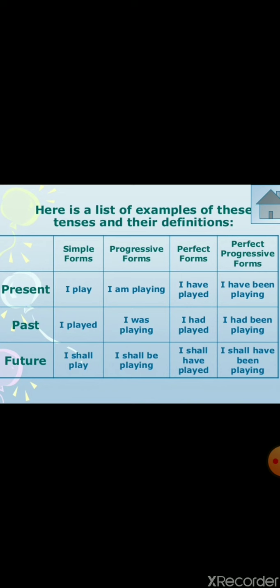Moving to the future, I shall play, I will play, depending on the context of the sentence. I shall be playing. Be, I told you, okay, simple progressive form. If you want to show the aspect of future, then you need to use only be. But when we are talking about perfect with the continuous form, then we will replace be with been, B-E-E-N. So I shall have played, I shall have been playing.